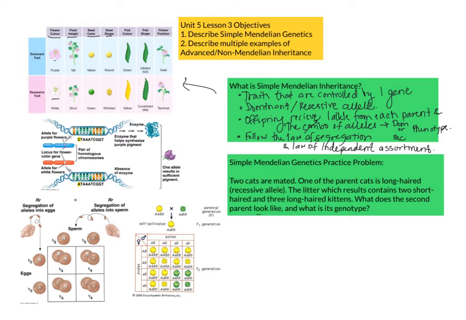So an example of a simple Mendelian genetics problem would be something like this. We looked at this in class: two cats are mated. One of the parent cats is long-haired, which we learned here is the recessive allele. The litter which results contains 2 short-haired and 3 long-haired kittens. What does the second parent look like, and what is its genotype?